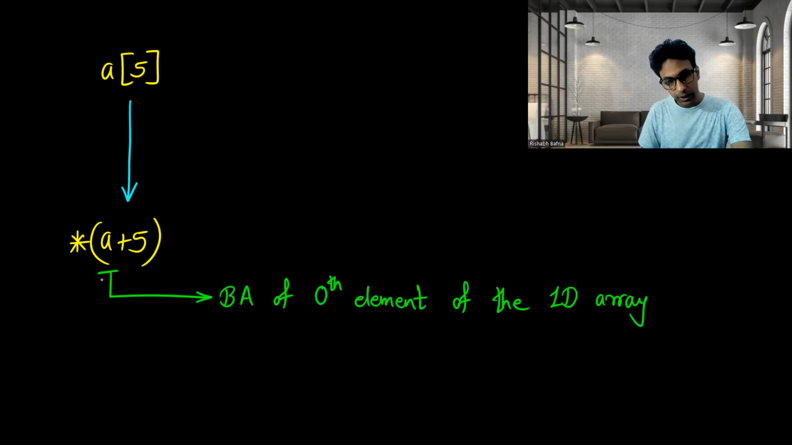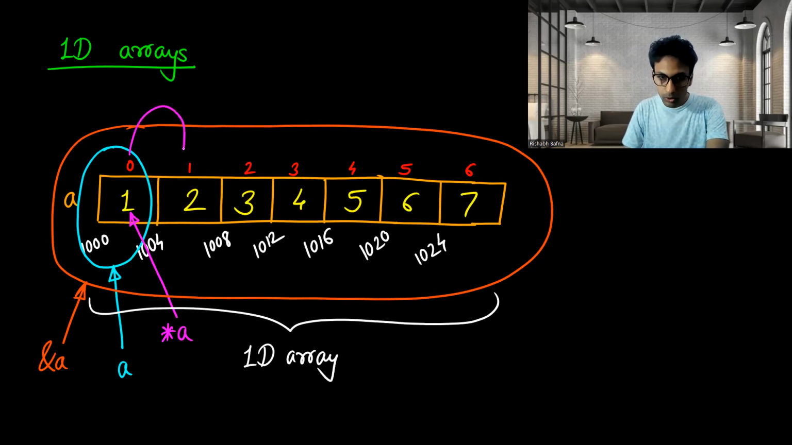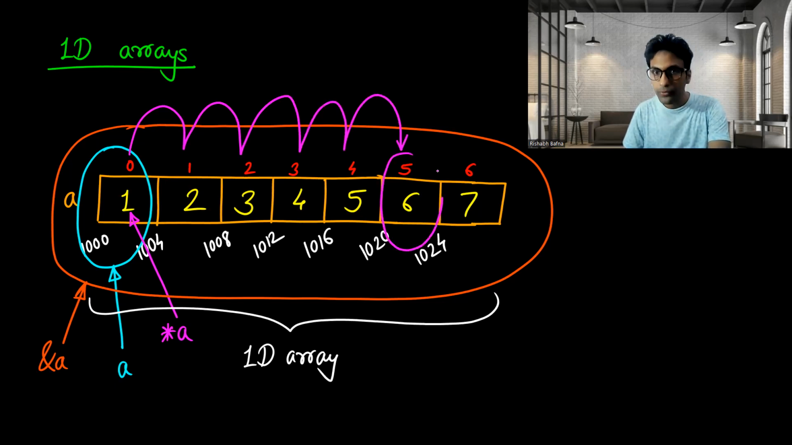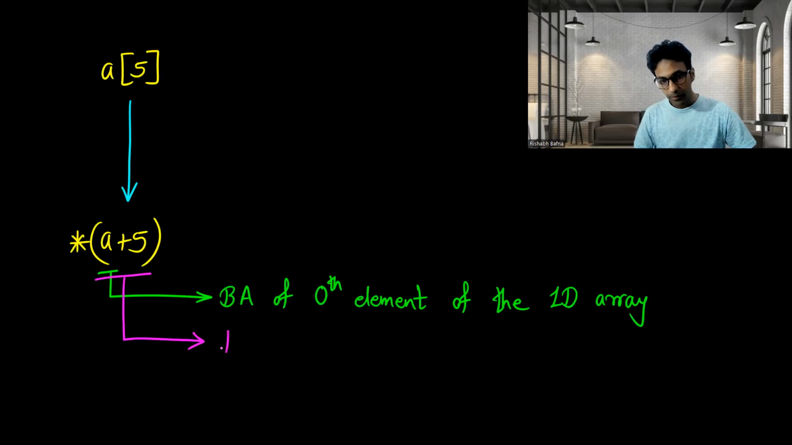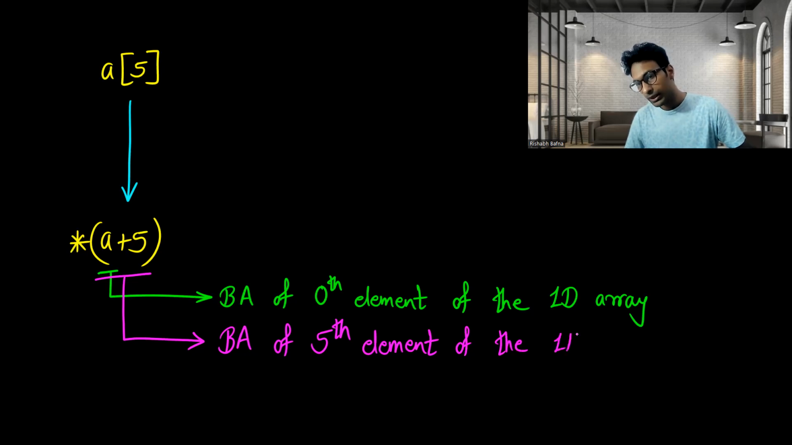If I do plus 5, what will happen? Right now we are pointing to the zeroth element. If I do plus 5, I will point to what? 1, 2, 3, 4, 5. Okay, I'll point to the fifth element of the array. Base address of the fifth element of the 1D array.